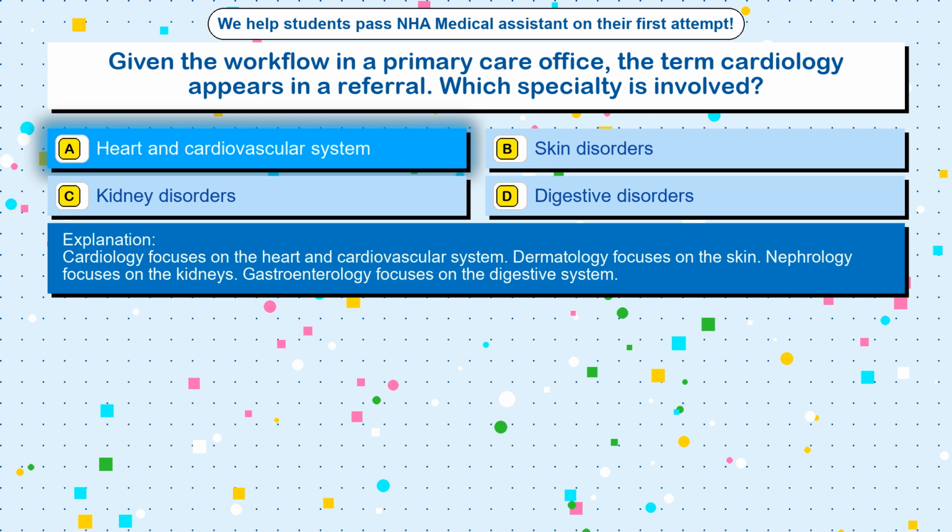Cardiology focuses on the heart and cardiovascular system. Dermatology focuses on the skin. Nephrology focuses on the kidneys. Gastroenterology focuses on the digestive system.